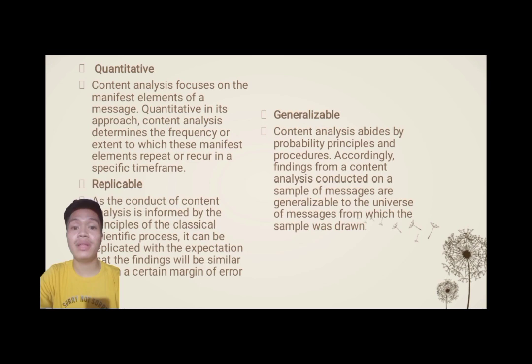Replicable. As the conduct of content analysis is informed by the principles of the classical scientific process, it can be replicated with the expectation that the findings will be similar within a certain margin of error. Replicable means creating the same study to yield the same results, or duplicating the same study. And my example here is a researcher studies the effect of alcohol drink on an adult person, but it can be replicated on young ones to see if it's the same result.